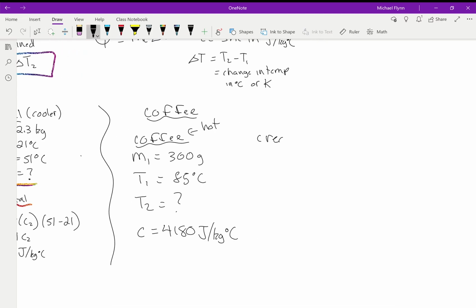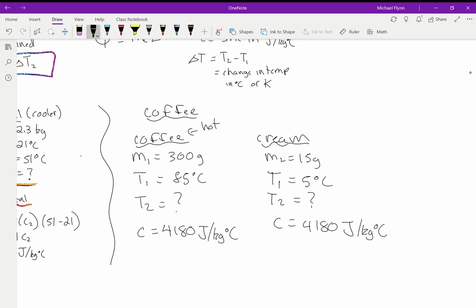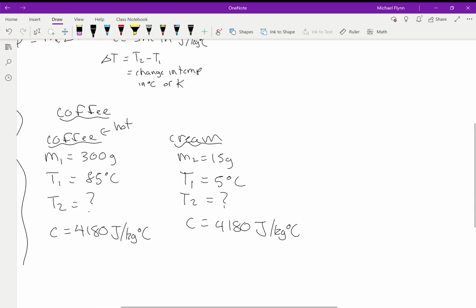Now, cream. You take it out of the fridge. You add a couple of tablespoons. Let's say you add 1 tablespoon, so 15 mils. So M2 is 15 grams. By the way, the density of water is 1 gram per mil. T1, you take it out of the fridge, let's say it's at 5 degrees Celsius. T2 again is unknown, and your C for cream again we'll use same as water. Now this is obviously cold.